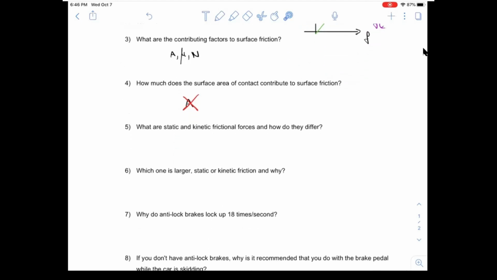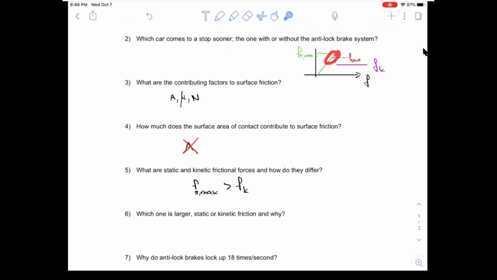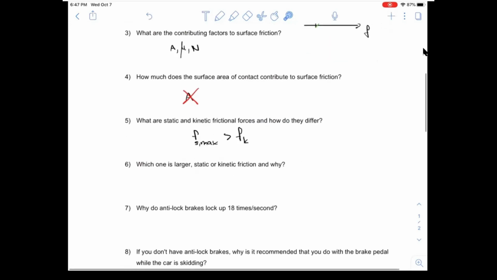Okay, so what are the static and kinetic frictional forces, and how do they differ? Static means it's stationary. Kinetic means it's sliding, right? So how do they differ? The only thing you need to know is the maximum static frictional force is going to be larger than kinetic friction. The maximum static frictional force is right at the edge of sliding. If you maximize it, it's going to go into a skid, into a slide. So near the maximum value, it's going to be larger than the kinetic frictional force. Just like here, near the maximum value, this region is larger than the kinetic frictional force.